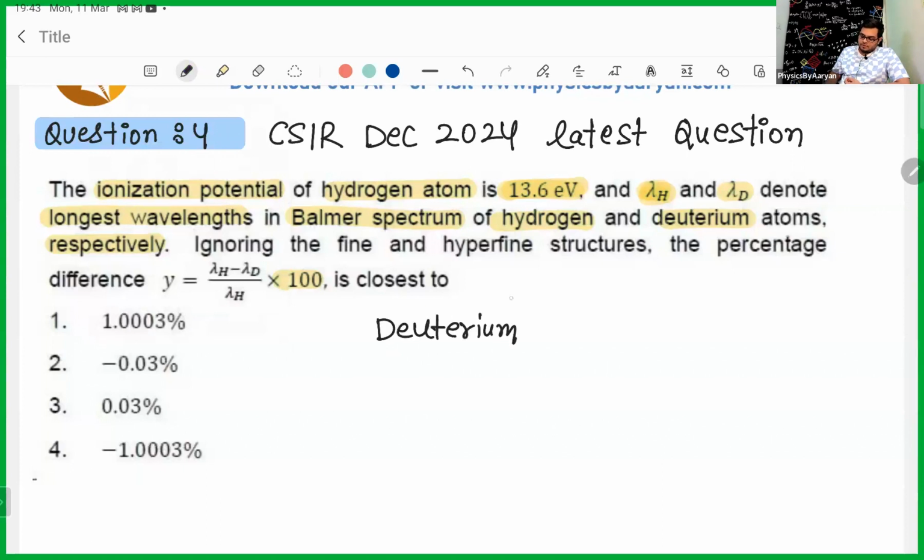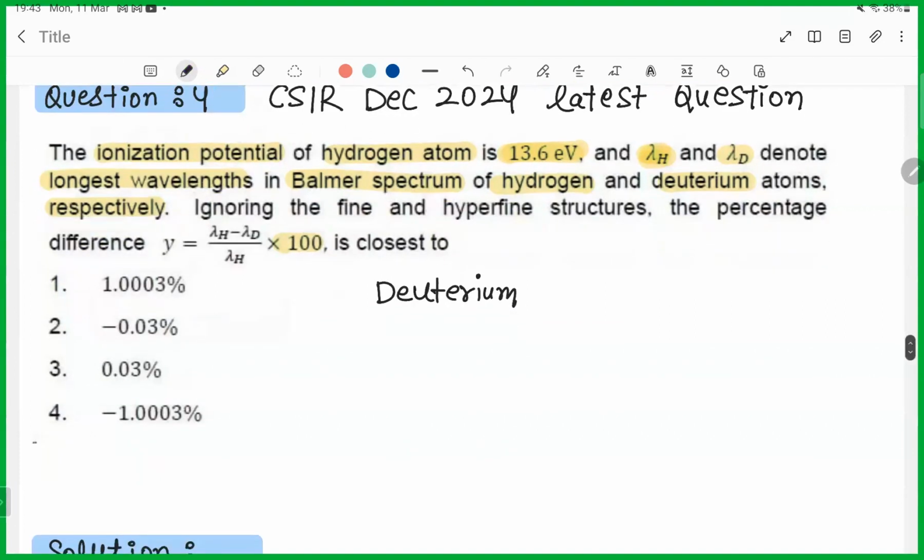Anyone? 1 proton, 1 neutron. What is deuterium, everyone? Anyone? Sir, basically a hydrogen atom with an extra neutron. H 2 1, like mass. Right.